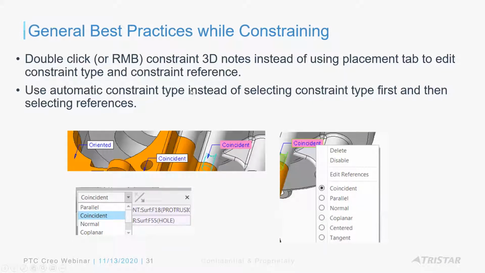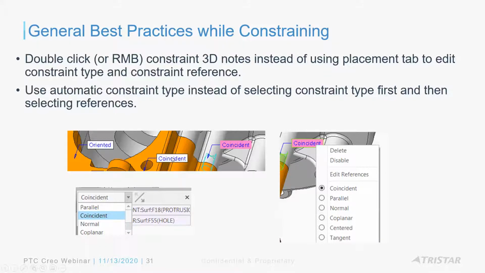And just to move on, as we are pretty close here, just a few other things generally that might help when you do assembly, right? When you're doing some basic assembly constraints, I really like these 3D notes that PTC has had for a long time. Double clicking on them allows you to change the reference, change the type of the constraint very, very easily and quickly. That's very, very useful, right?